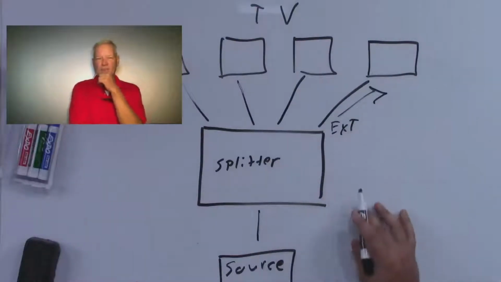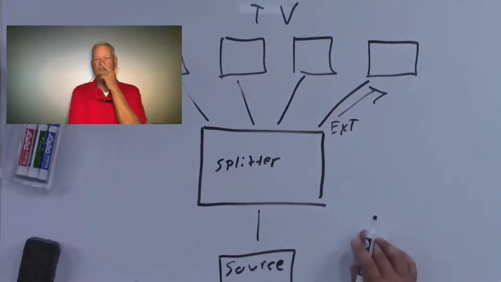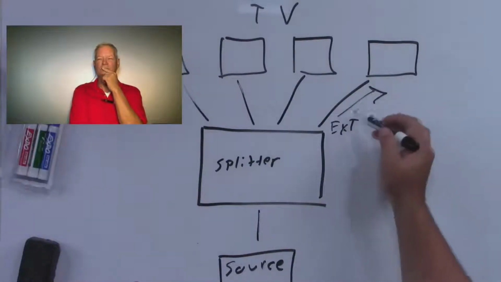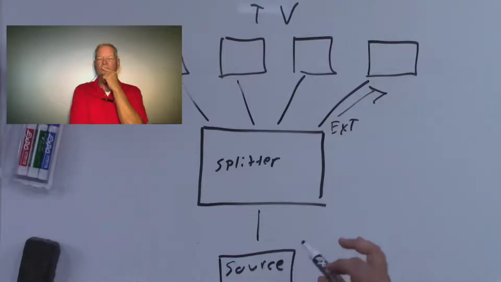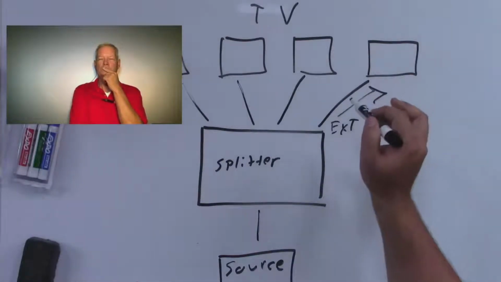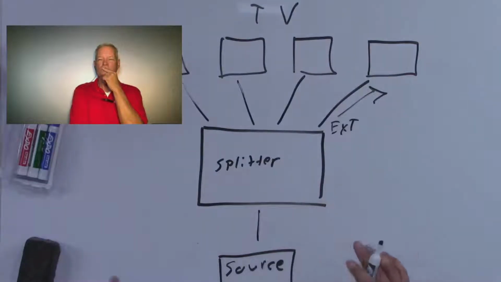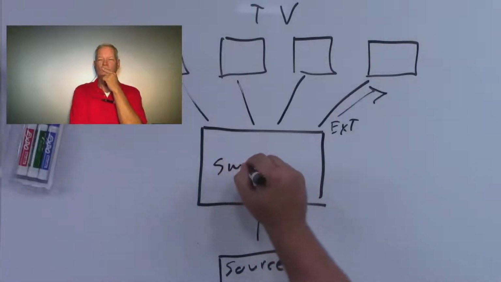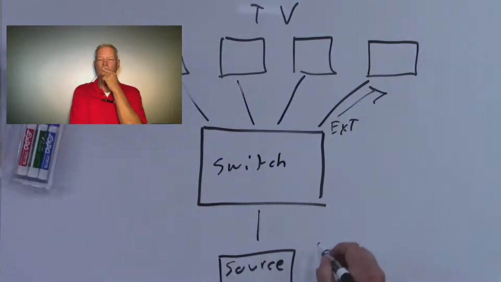The problem is that I only have one Cat5 cable going to that location, or I only have one HDMI cable going to one of these TVs. So the problem that we run into is that now I want multiple sources to go down that one connection. So the fix for that is pretty straightforward. We'll go ahead and we'll put, instead of a splitter, we'll put a switch.